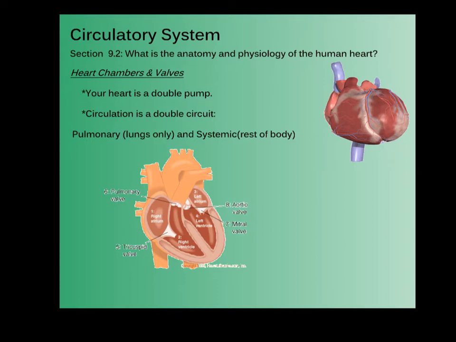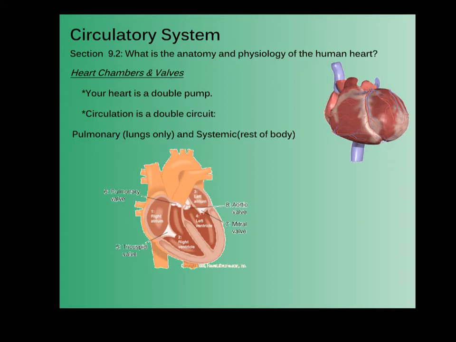But as I mentioned in 9.1, your circulatory system works in two circulations: systemic, throughout the body, and pulmonary, which is from the lungs to the heart and back. With that said, your heart is also considered a double pump, and we have a double circuit. We have a pulmonary section, which goes to the lungs, and a systemic section through the rest of the body. These are things I've already mentioned before, but I'm going to reiterate them when discussing parts of the heart.